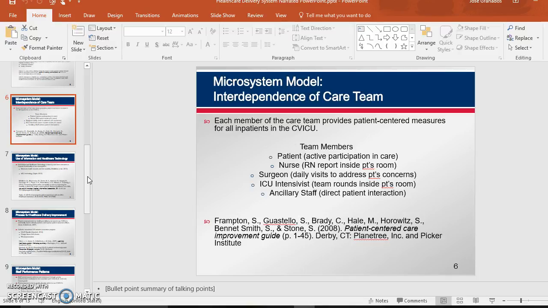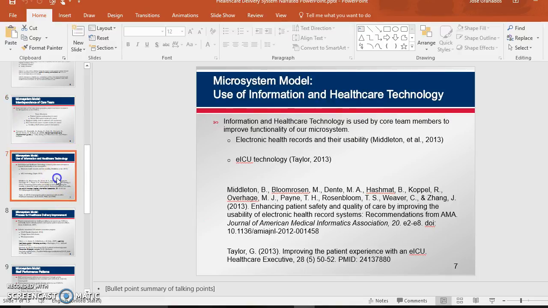Too many to name here, but they all influence the patient's care. The next slide is use of information in healthcare technology. On the CVICU, we have an EHR called Epic, which is pretty streamlined. It allows for easy accessibility and quick access to patients' information.